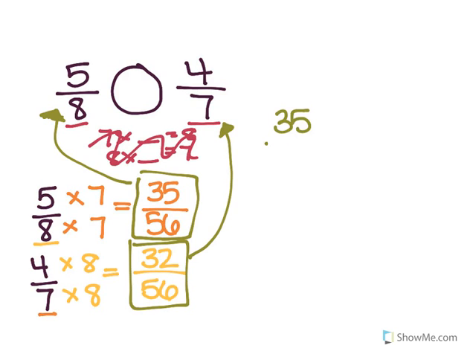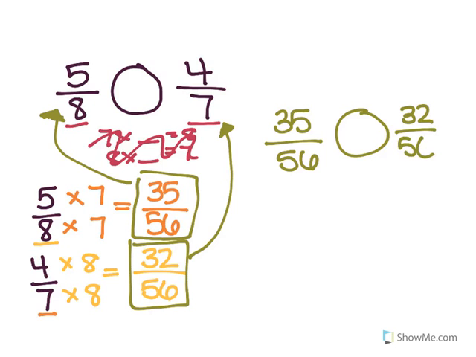So I'm going to do 35/56, and I'm going to compare it to 32/56. And I look at my numerators. This numerator is bigger, so that fraction must be bigger. So in the end, 5/8 was bigger.